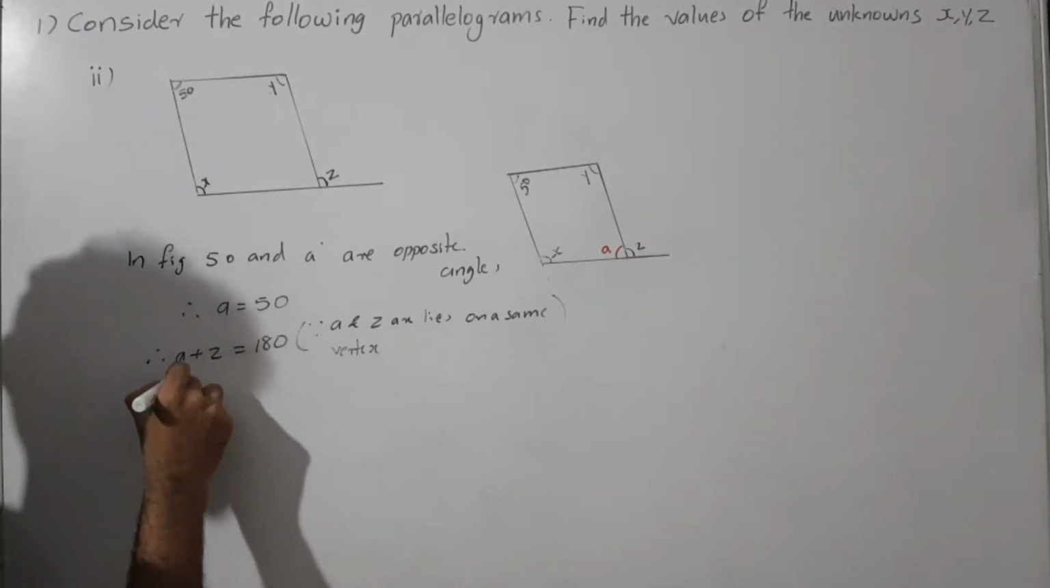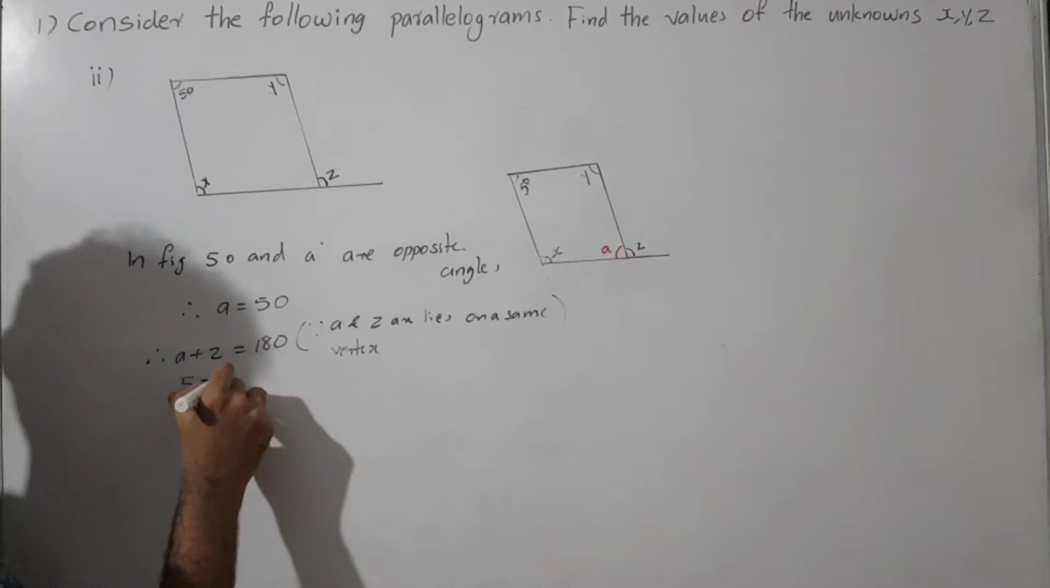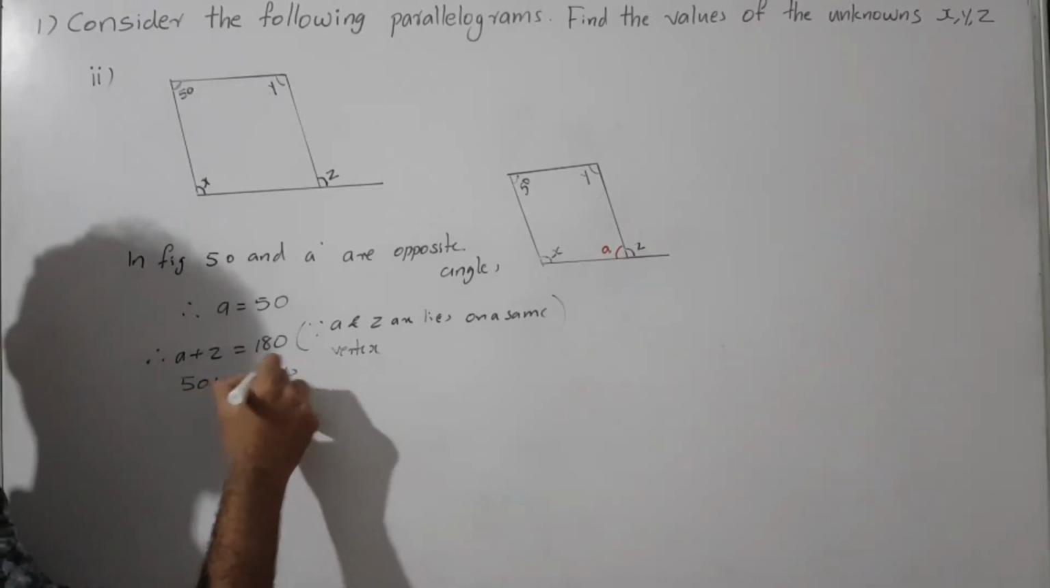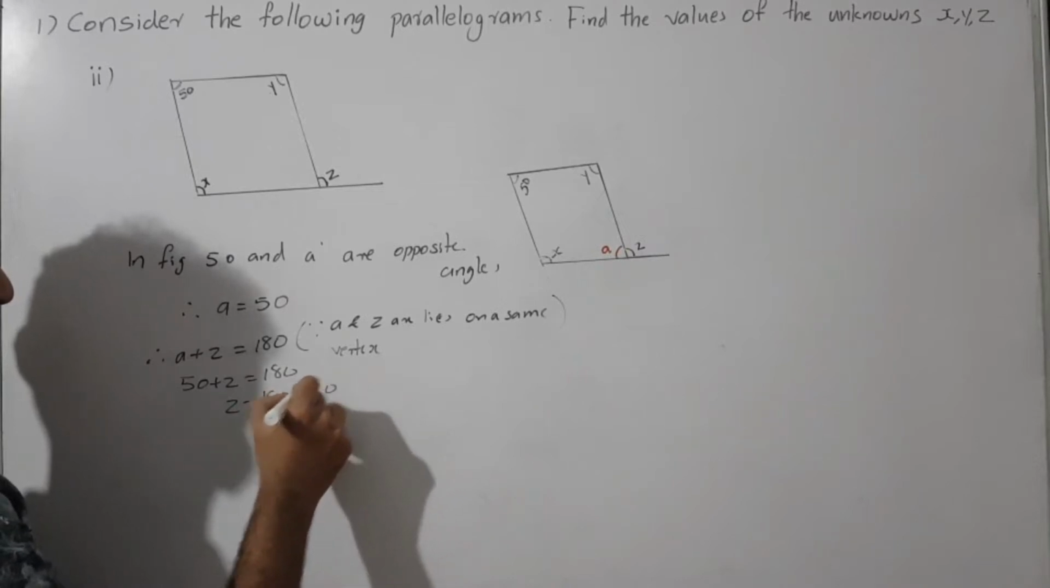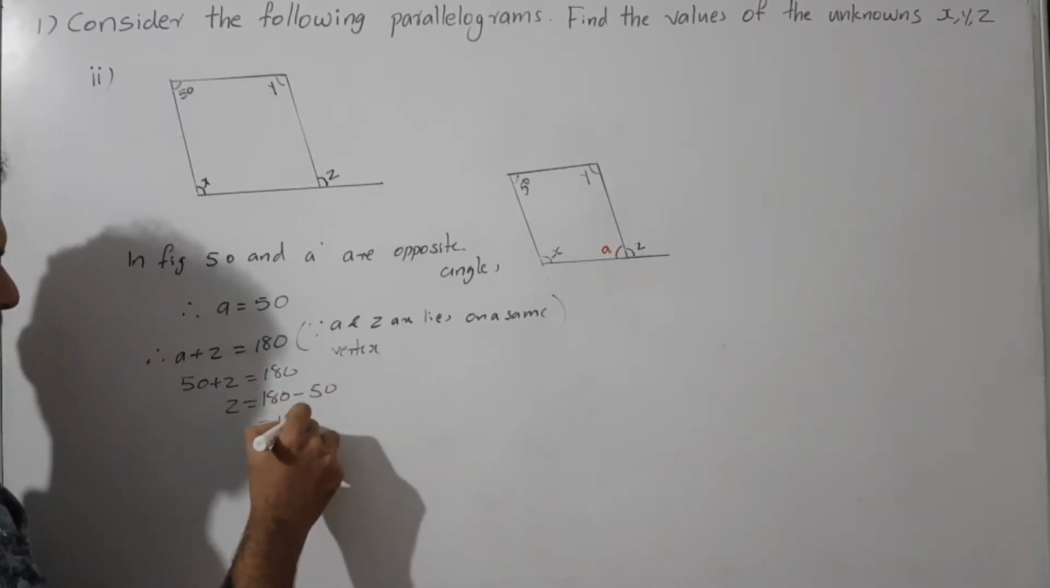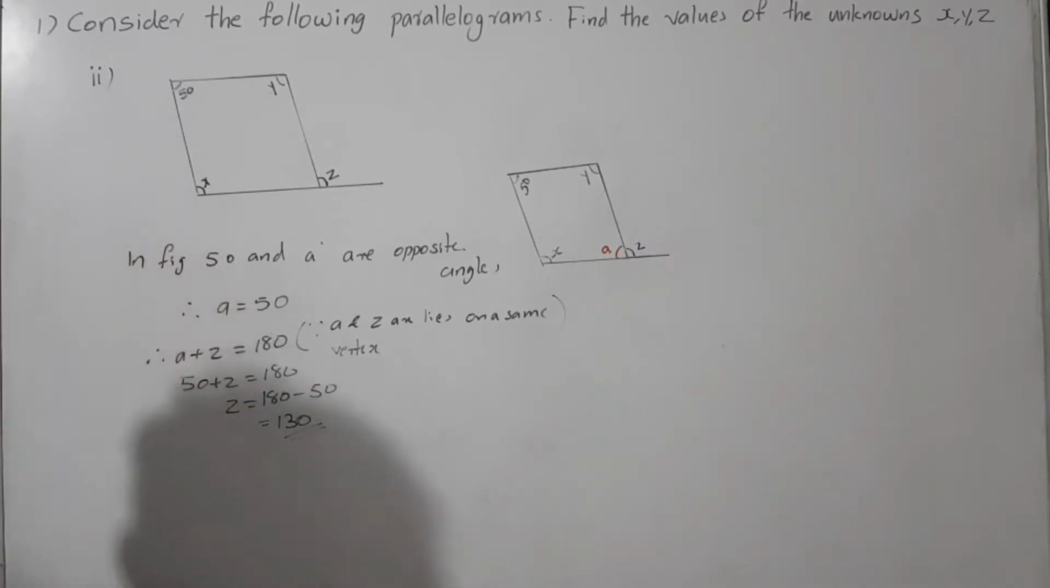That means what is the value of A? A is equal to 50. 50 plus Z is equal to 180. Therefore Z is equal to 180 minus 50, which is 130. Okay, then what is the value of Z? The value of Z is equal to 130. First we got the value of Z.